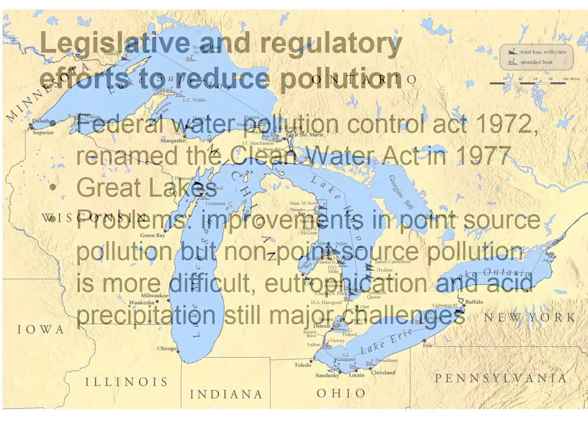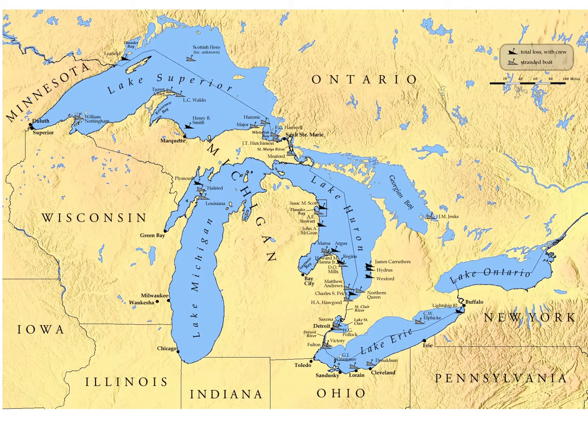So here is a map of the Great Lakes. So you can see this is a huge watershed, and they had severe problems with agricultural runoff, pollution, and especially with algae blooms that were really killing a lot of the wildlife and fish in the area. Especially Lake Erie was particularly affected.